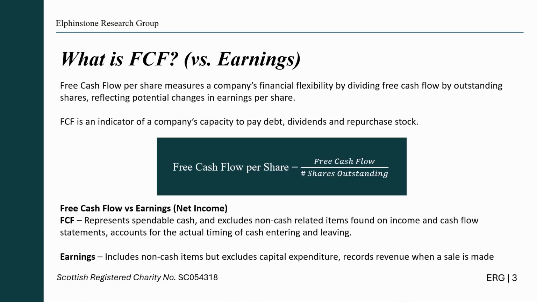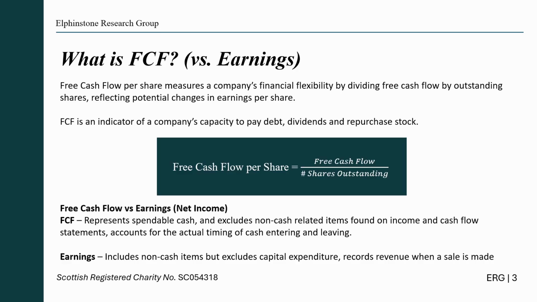Now, let's look at what is free cash flow and compare it to earnings. Free cash flow per share measures a company's financial flexibility by dividing free cash flow by outstanding shares, reflecting potential changes in earnings per share. So this measure signals a company's ability to pay debt, pay dividends, and buy back stock. The future cash flow per share can be used to give a preliminary prediction concerning future share prices. For example, if a firm's share price is quite low and free cash flow is on the rise, the odds are good that earnings and share value will soon be on the rise.